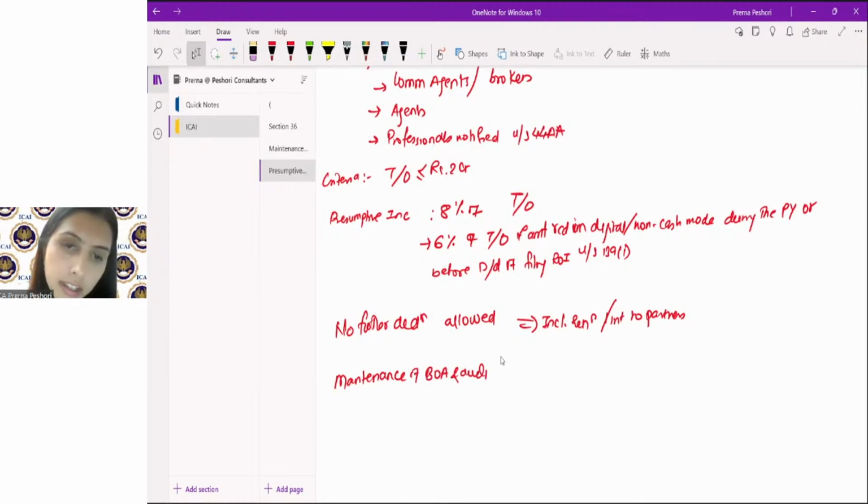We have already done that. Section 44AD(4), if applicable. Now, what is section 44AD(4)?